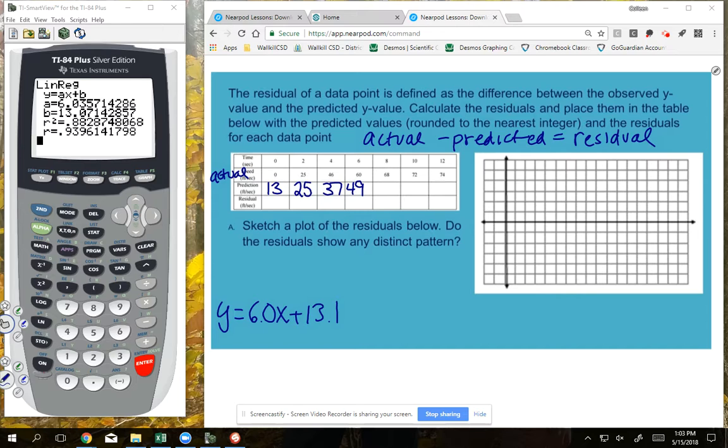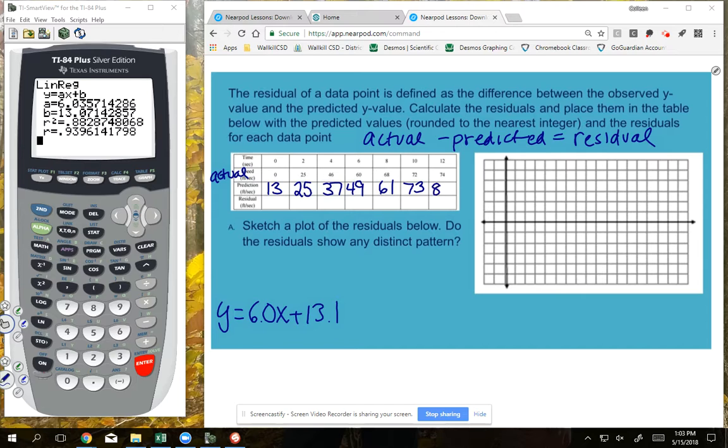Okay, what's the predicted value when I plug in 8, Emily? Who agrees with 61? Okay, Madison, what's the predicted value when I plug in 10? 73. Who agrees with 73? Okay, and what's the predicted value when I plug in 12? Marcus? 85. Who agrees with 85?